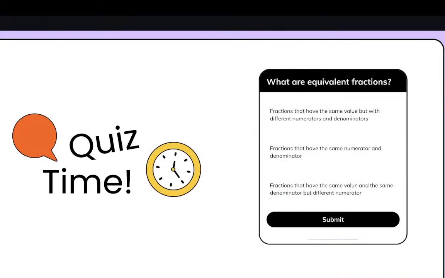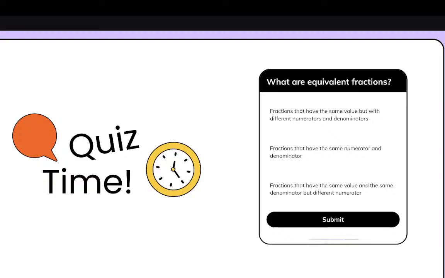Okay, before we do the quiz, let's think of a real life scenario, okay? If 4 friends share 2 pizzas equally, how much pizza does each person get? Okay, 2 pizzas divided by 4 people. Each person gets 2/4 of a pizza, but 2/4 simplifies to 1/2. So each person gets half a pizza. Equivalent fractions help us simplify our answers as well.